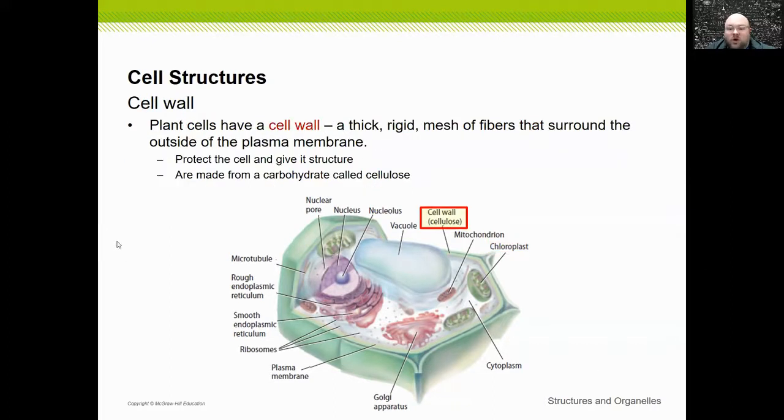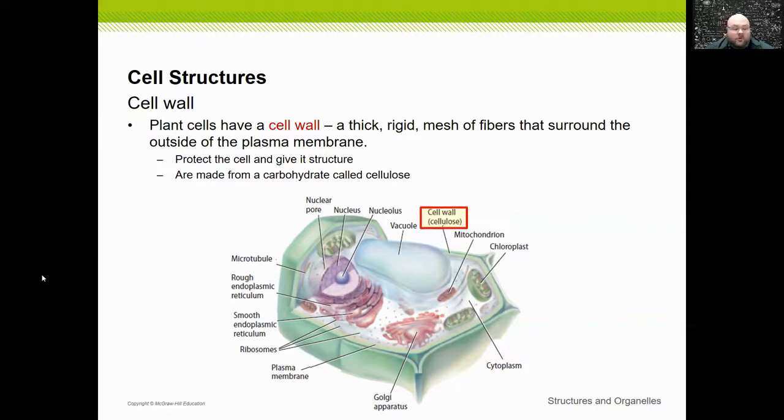And then we have the cell wall. Again, this is another thing that only plant cells are going to have. So a cell wall is a thick, rigid mesh of fibers that surrounds the outside of the plasma membrane. It protects the cell and gives it structure. And it's made from a carbohydrate that we call cellulose.